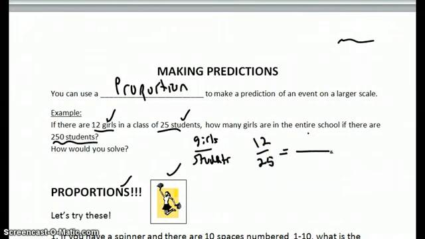And then what about the other side? We need an X somewhere. Where should our X go, do you think? On the top. Yeah, on the top, because we're trying to find the number of girls out of 250 total students.